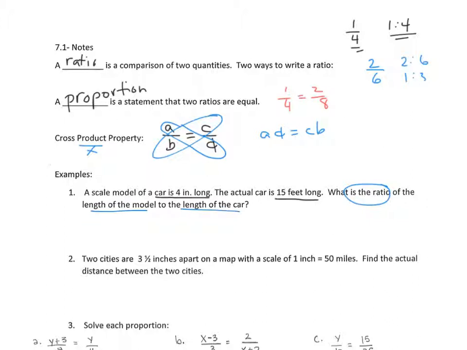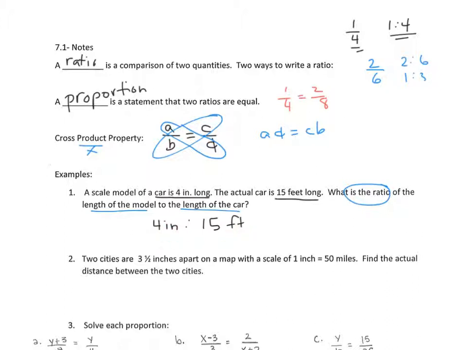So in a ratio, they're telling us the order that we need to write it in. Because length of the model came first, we're going to write the length of the model first. So it's 4 inches, colon, to length of the car. So length of the car is 15 feet. In order to write the ratio properly, you need to make sure they're both in the same units. 4 inches and 15 feet are totally different units. So we need to make sure they're both in the same units.